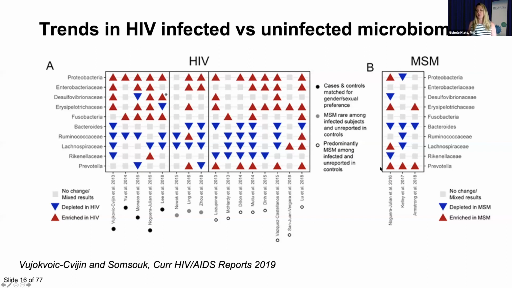As you see, it's very consistent that increased Prevotella in particular is associated with receptive anal intercourse and decrease of Bacteroides. And that's consistently shown in HIV infection itself. And that's, again, important because these are the biggest producers of short chain fatty acids, which is an important metabolite.